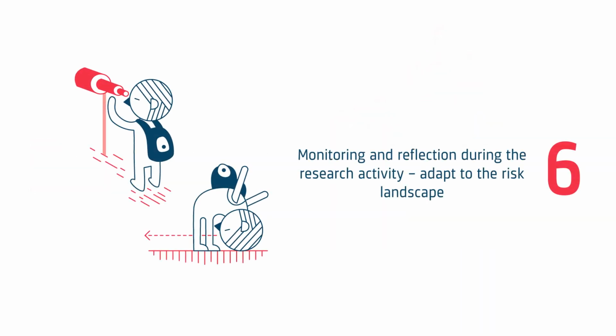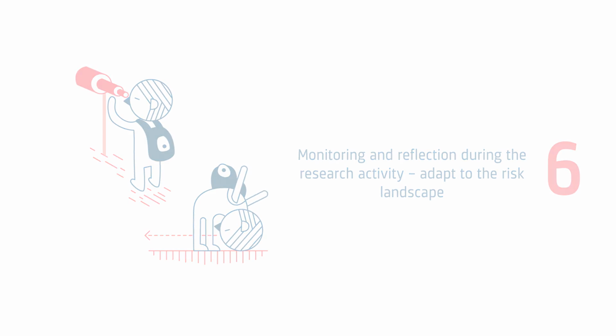Number 6. Monitoring and reflection during the research activity. Adapt to the risk landscape. Implementing research in a fragile and conflict-affected context requires constant reflection by the researchers and their partners. Develop strategies and mechanisms to identify and mitigate possible risks the context may pose for you. Exchange with other researchers, take care of your well-being. Monitor also possible risks your research may hold for your interlocutors.